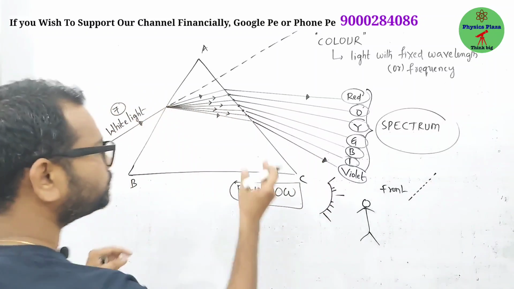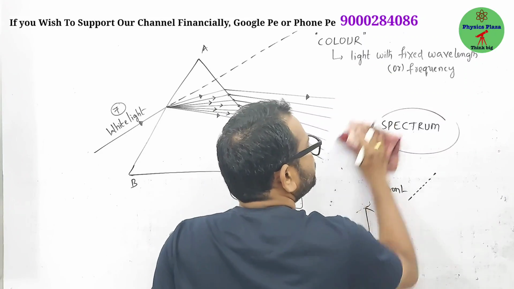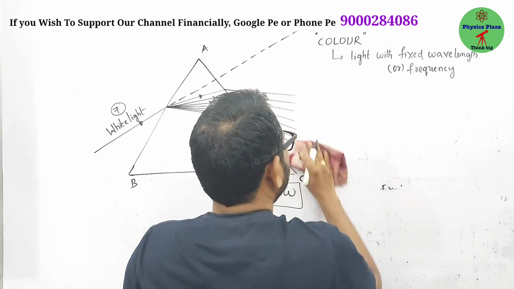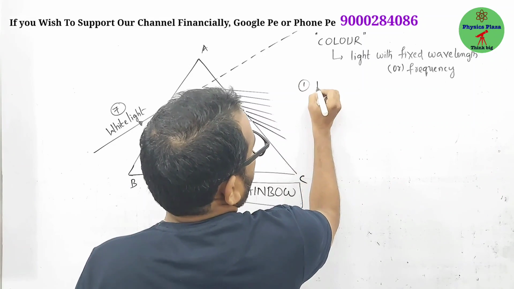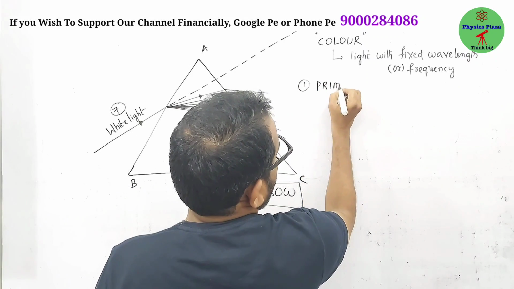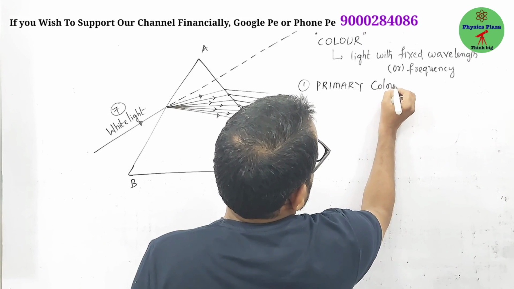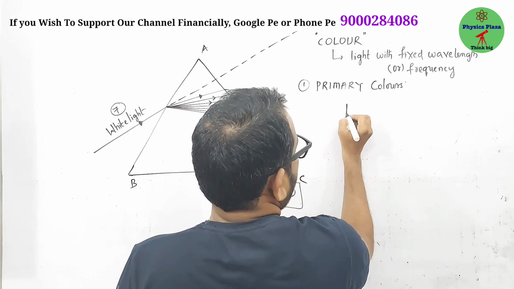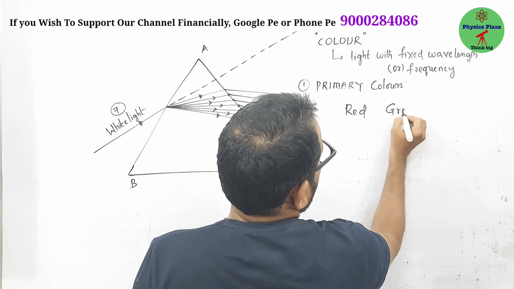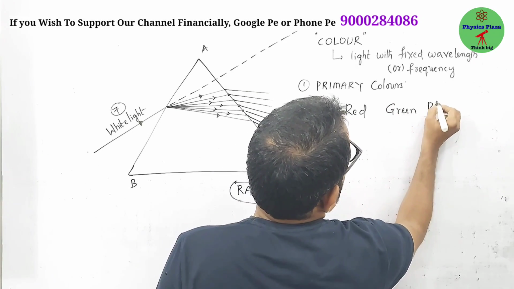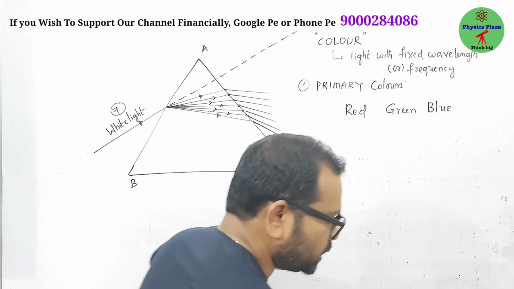So this is about the color definition. And here we are going to talk about primary colors and secondary colors. First group is the primary colors: red, green, blue. These three are called primary colors.